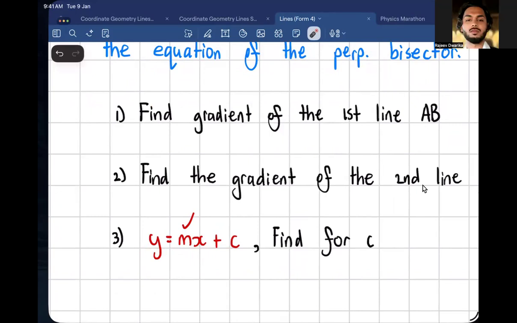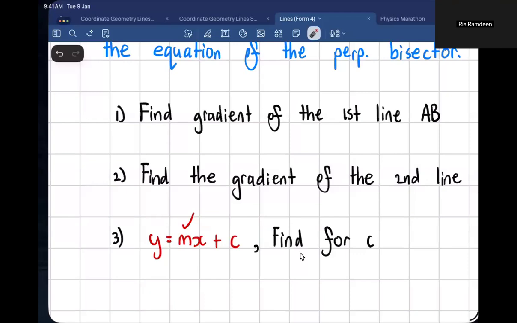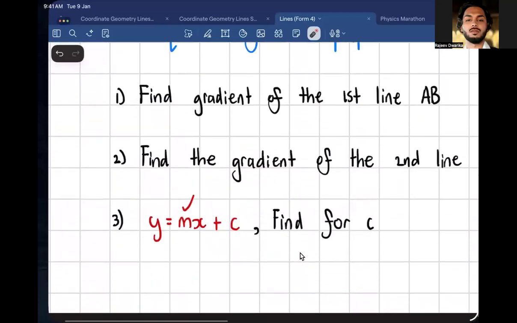But you understand what I'm saying, right? If you have the gradient and you have a y value and you have an x value, is there something you could do? What can you do? Plug it into the equation. You could plug it into the equation and make what the subject? Y. No. What are we trying to find? C.